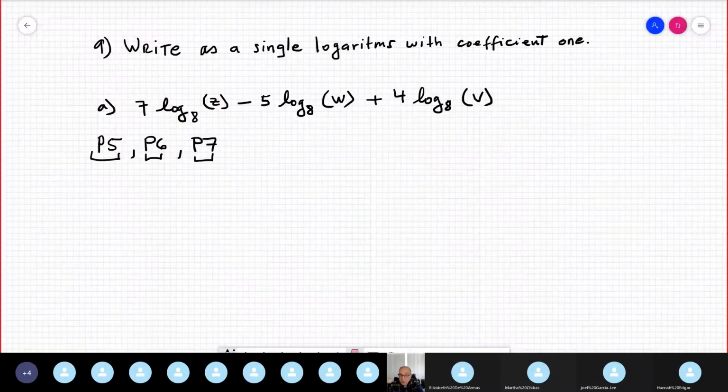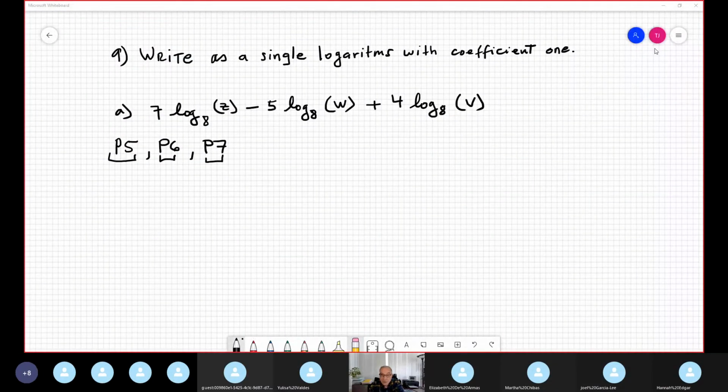Look, you copy only one single logarithm, only one. The base must be the same, which is a. And inside the argument, we have several things. We have z to the 7th power, because this 7 you put like an exponent.